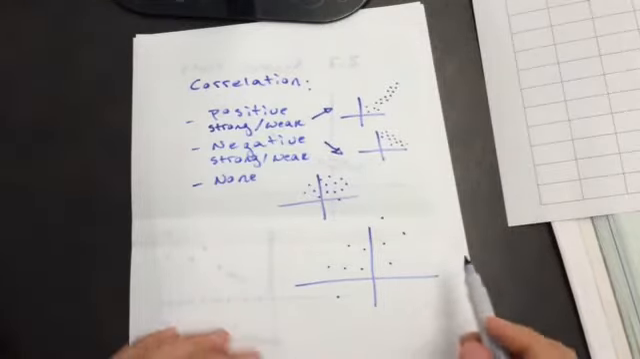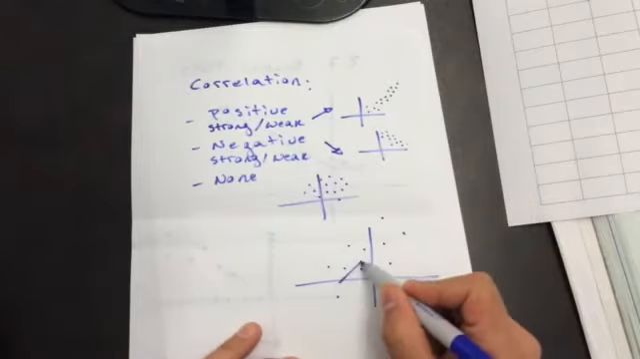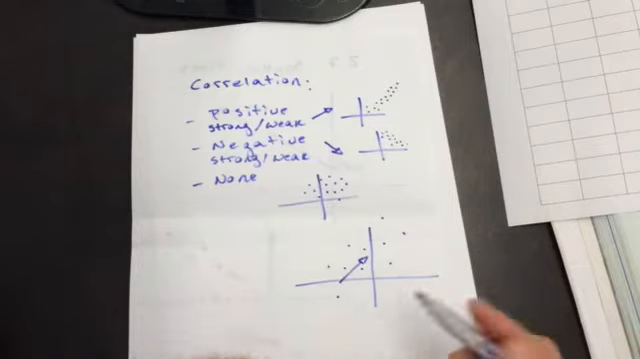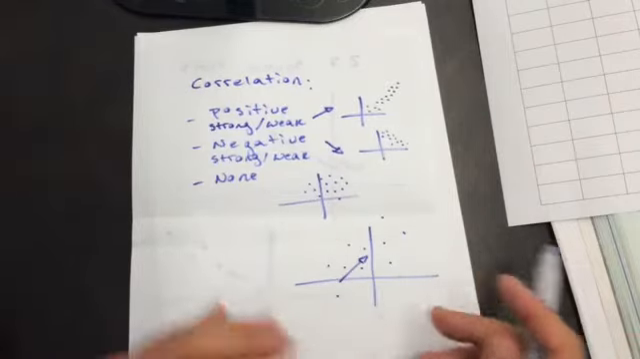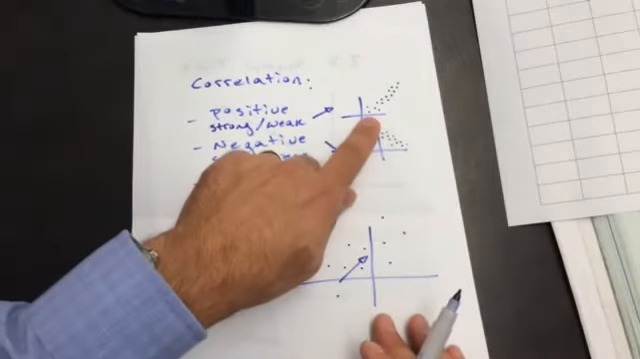If this was it, it's kind of going up and to the right. Kind of. But the dots are not real close together. So we would say that this is a weak correlation. There's not a lot of information that's packed in close together, like it is on this one.